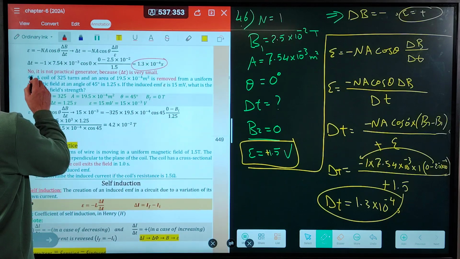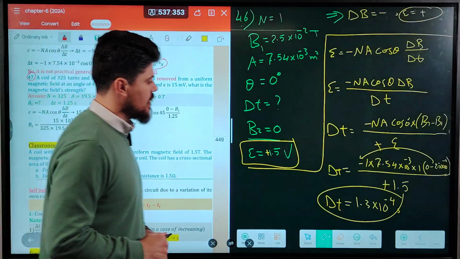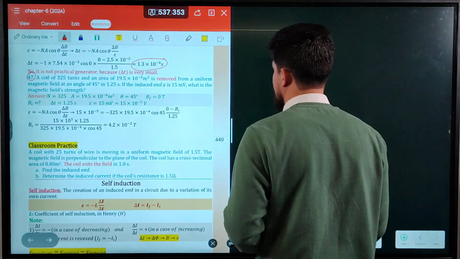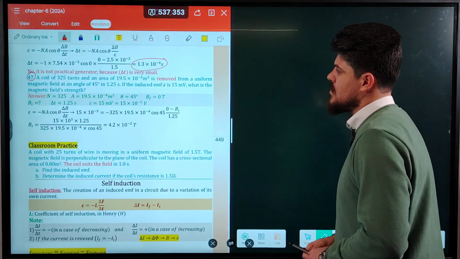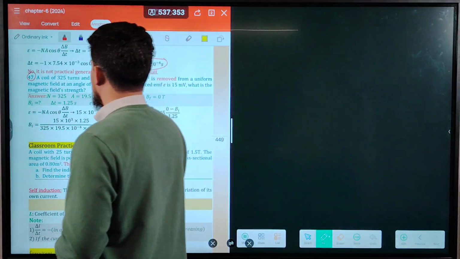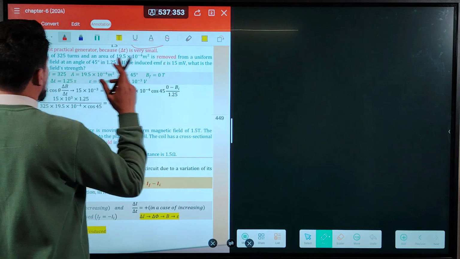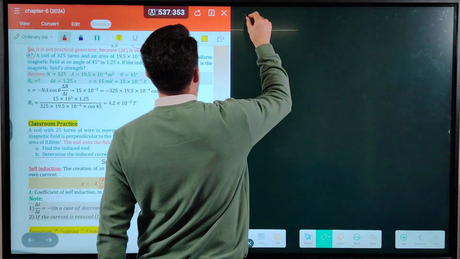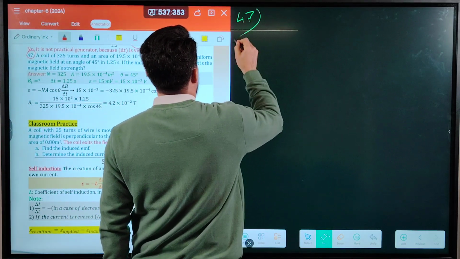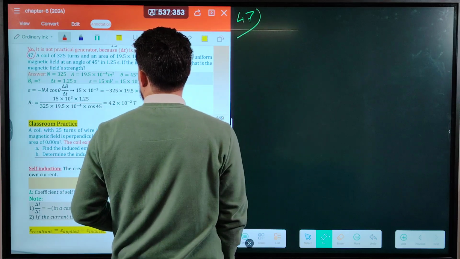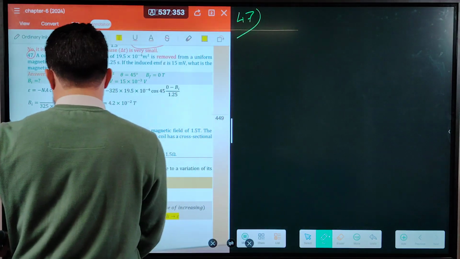Guys, the last question in Faraday's law to determine the magnitude of induced EMF and induced current. A question says a coil of 325 turns. Question number 47. Number of turns is equal to 325 turns.